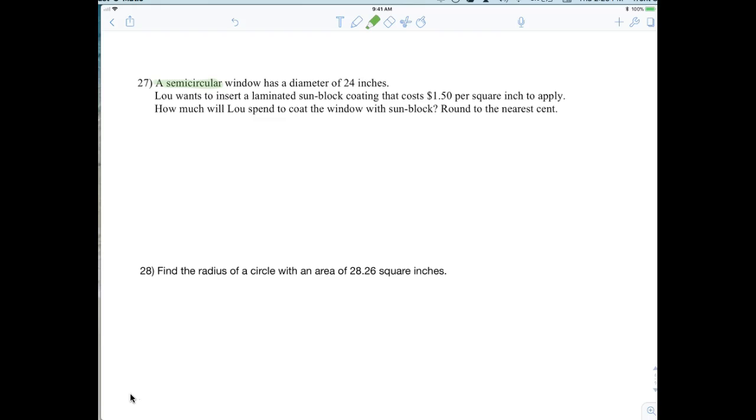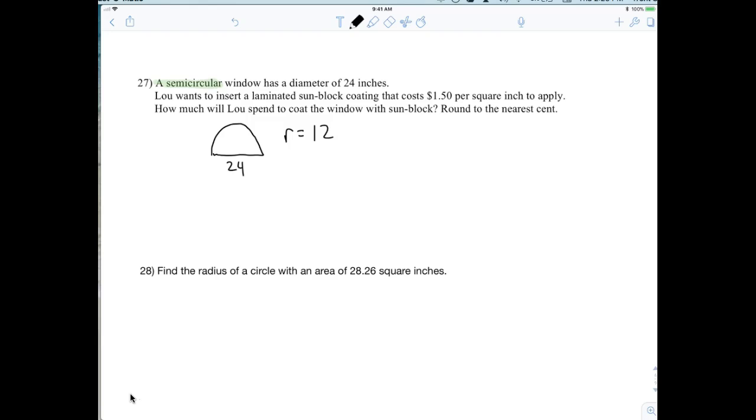All right. So it says a semicircular window. So semicircle just means what? Half of a circle. It's half of a circle. And the diameter is what? 24. So the radius would be what? The radius would be 12. All right. The radius would be 12.